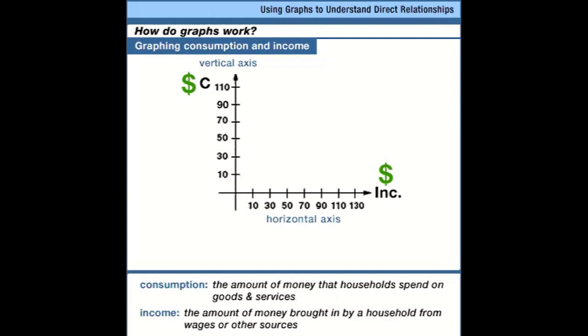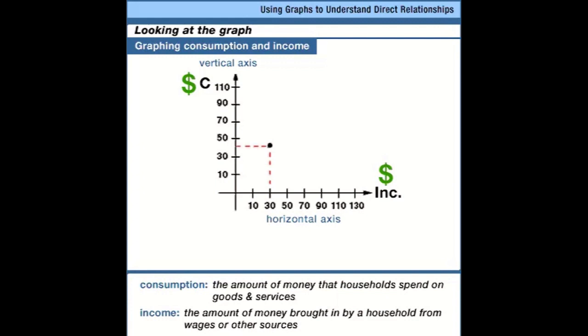So if I know that a household that has a $30,000 annual income is spending $40,000 a year on consumption spending, I will go up to this point and put a dot where those two numbers come together. Now notice, the horizontal coordinate of this point represents the income of the household, that is $30,000. The vertical coordinate represents the consumption spending.